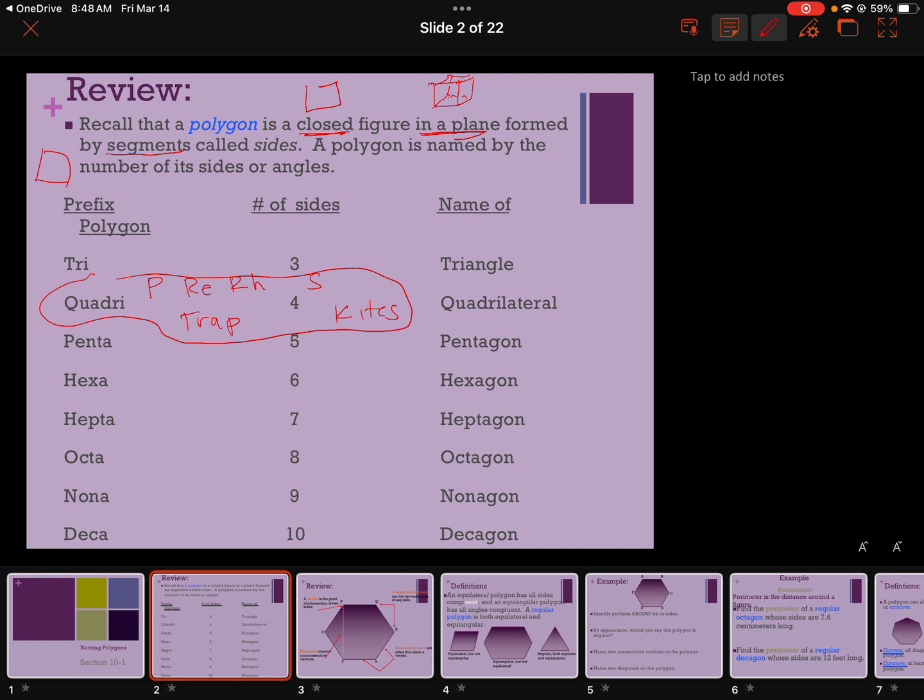5-sided shapes are called pentagons. 6-sided are hexagons. Heptagons have 7 sides. Octagons have 8 sides. Nonagons have 9 sides. And decagons have 10 sides. 11-sided figures are actually called hendecagons, but to keep it simple, we're just going to call it an 11gon. A 12-sided shape is called a dodecagon. We're going to call it a 12gon, just to keep things simple. So you really only need to remember or be responsible for these 8 prefixes right here. The rest of them, we'll just use the number.